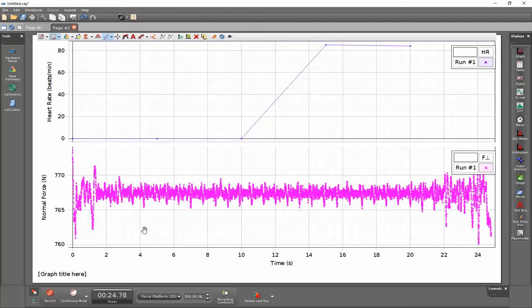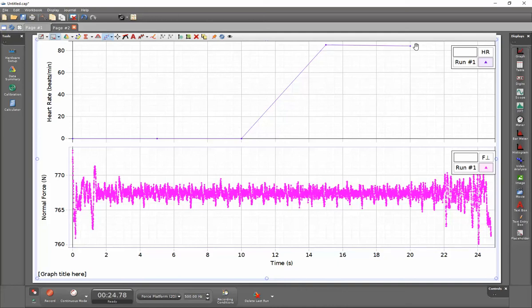When the heart beats and ejects blood from the left ventricle, that blood will go up and through the aortic arch. As that blood takes that corner, it will exert an upward force on the aortic arch and will reduce the normal force felt by the force platform. So using this information and the large negative extrema, we can determine the instantaneous heart rate between beats that are shown here. So we'll do that by zooming in on the area under a known heart rate.